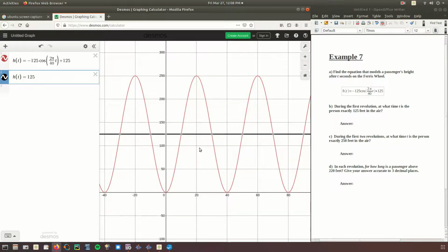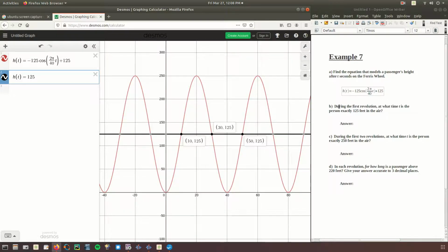Now what I can see is a couple points at which our passenger's height in red is the same as the desired height of 125 in black. I can see here the first couple instances of when this happens. It looks like 10 seconds in, 30 seconds in, 50 seconds in are all times that we're going to be at a height of 125 feet.